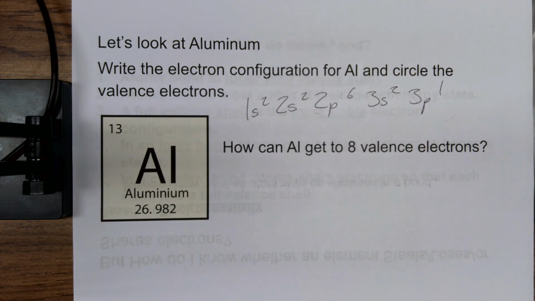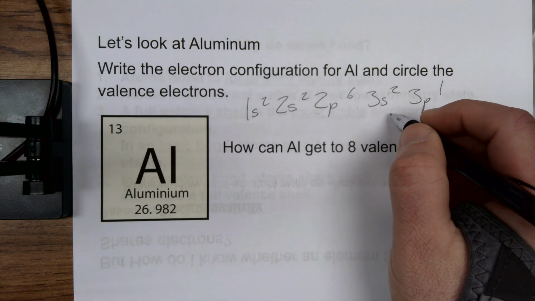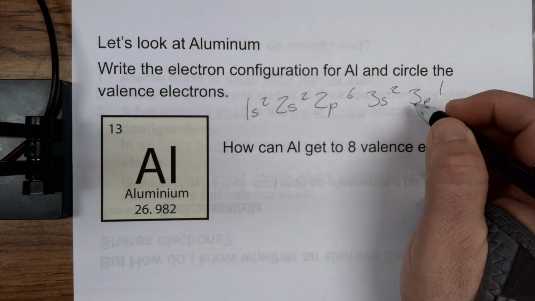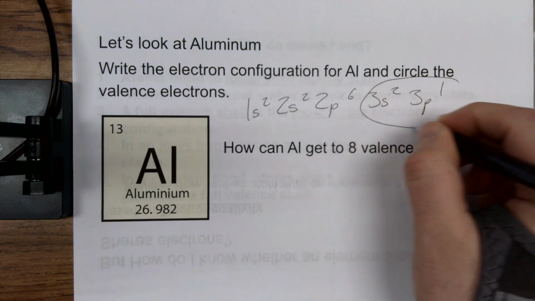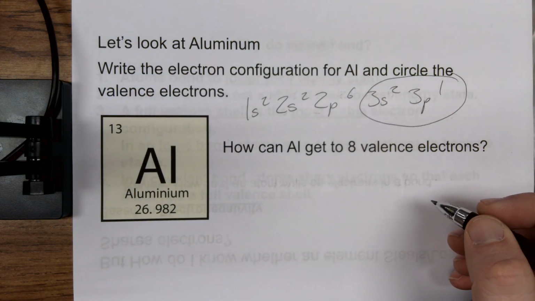So if I got 3p1, how many valence electrons does aluminum have? 3. I can do it 2 ways. 1, my 3s orbitals aren't full. And 2, I see aluminum is in group 13. Remember, group 13, if I take the 1 away, that tells me how many valence electrons I have. I should see 3 valence electrons.